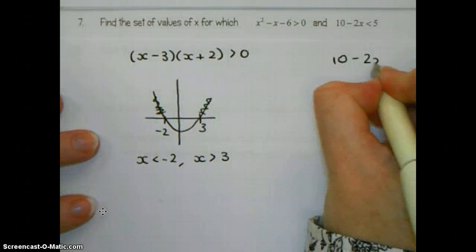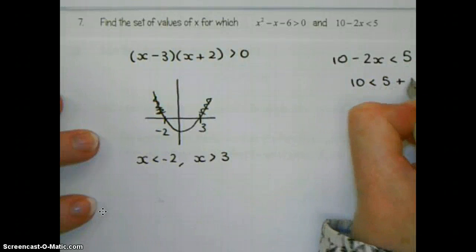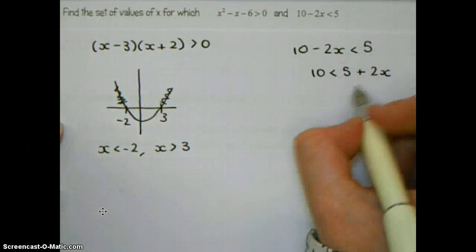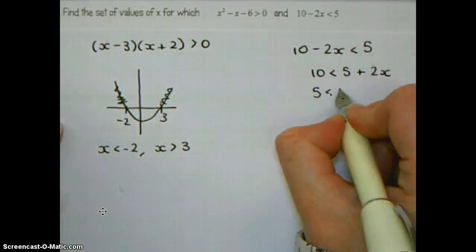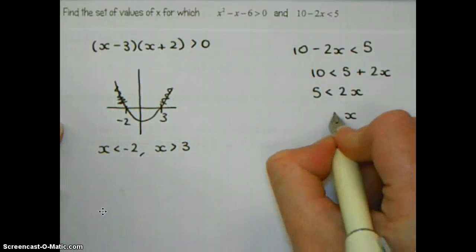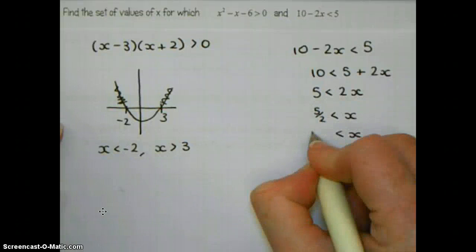I've got 10 minus 2x is less than 5. Well, I'm going to add 2x to each side to get rid of that negative. And then I'm going to take 5 from each side to get 5 is less than 2x... 5x. Divide both sides by 2, I'll get x is bigger than 5 over 2, or x is bigger than 2.5.